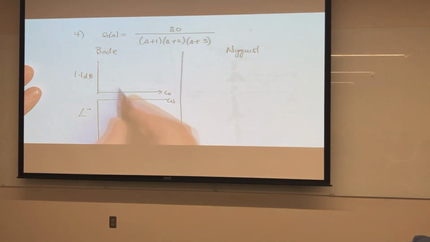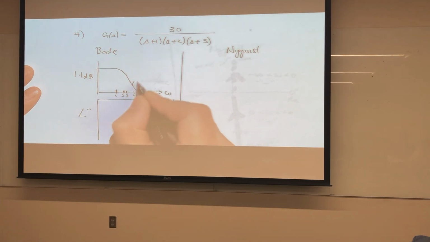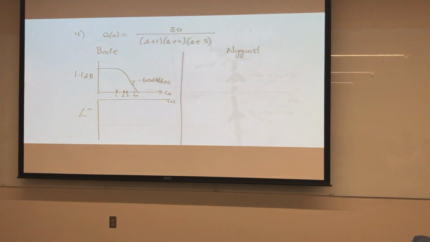There are 3 corners: omega equal to 1, omega equal to 2, omega equal to 3. Okay, remember this is not linear axes. These are logarithmic, so the tick marks should not be evenly spaced. 1, 2, 3, 10 is right here. But we've got, it's going to start off flat, then drop off minus 20, then minus 40, then minus 60. Okay, so it's going to eventually go off at minus 60 dB per decade. It's a third order system.